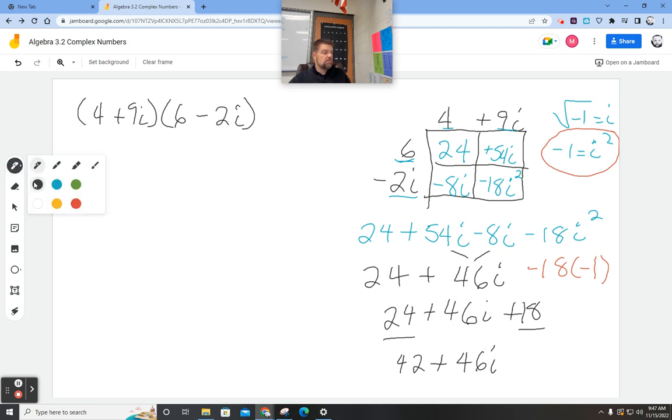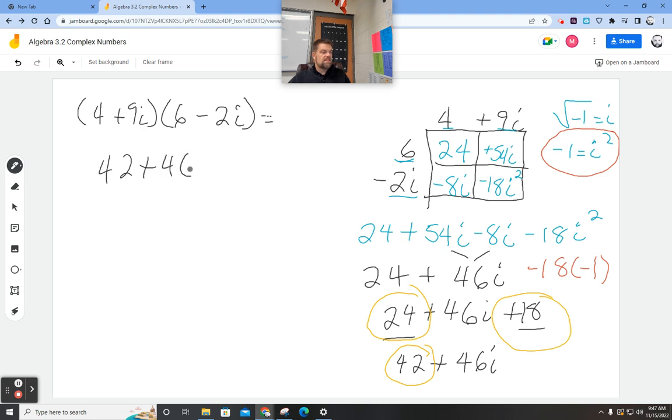So if you guys are a little confused, I probably shouldn't have done it this way, but I just took 24 and added 18. Those are real numbers. I put those together, and that's where I got my 42 from. So this whole thing, I did all this math to say that this equals 42 plus 46i.